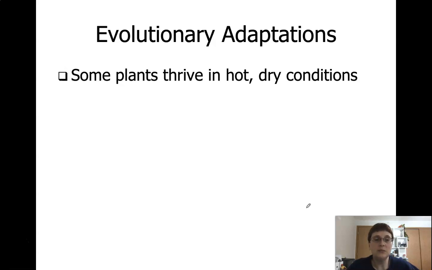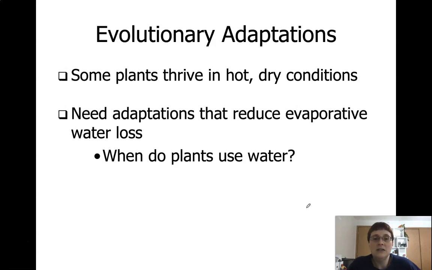So the thing is that some plants already thrive in hot, dry conditions. So what are some examples of plants that you know that grow in hot, dry conditions? My guess is you probably said something like a cactus, right? And yeah, cacti already grow in hot, dry conditions, and they need an adaptation to reduce their water loss, right? Because in hot, dry conditions, that water evaporates. And when do plants use water? We just found out they use water during the photo part of photosynthesis. They use water for other things, but that's the main thing they use it for. They need it to be able to make that food, to be able to build parts of the plant.